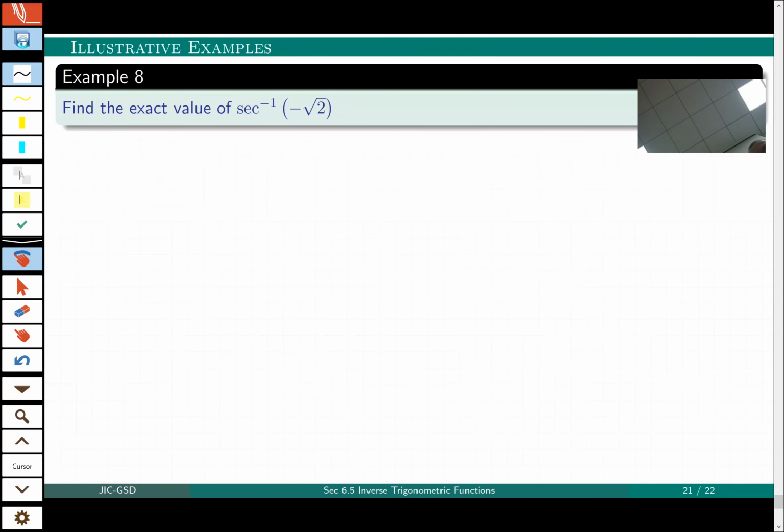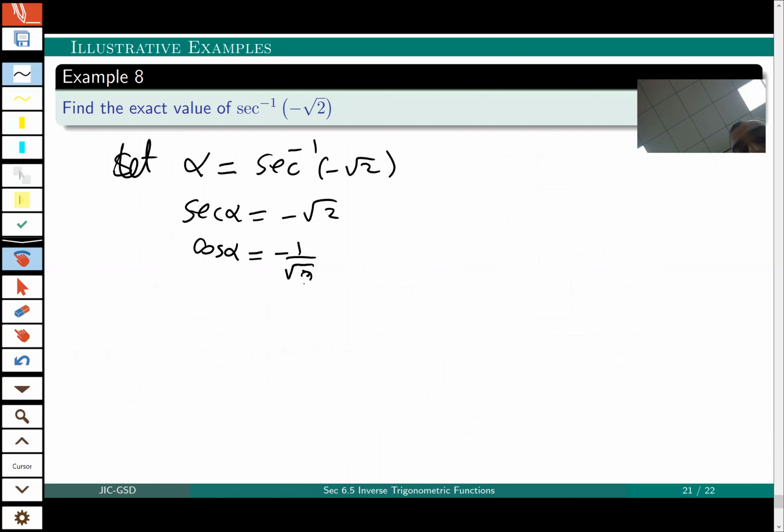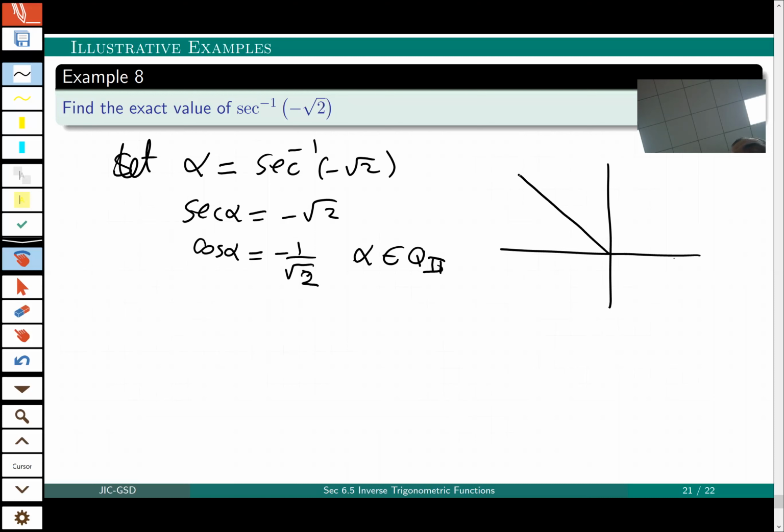Now, let alpha equal secant inverse of minus root 2. That will mean secant alpha is equal to minus root 2. Again, that means cosine alpha is equal to minus 1 over root 2. Alpha must be in quadrant number 2, because we don't have quadrant 3. Cosine negative must be in quadrant number 2 if we delete quadrant number 3.